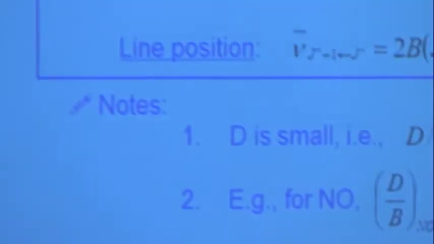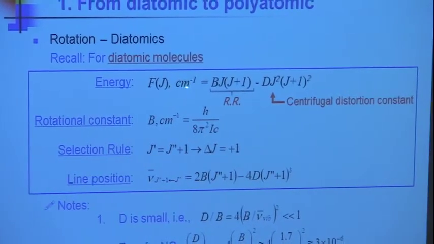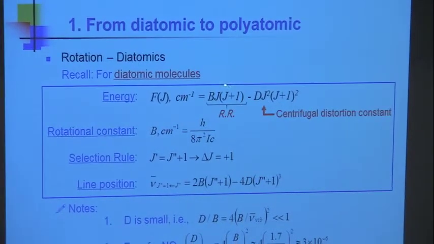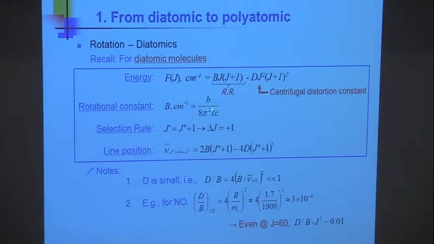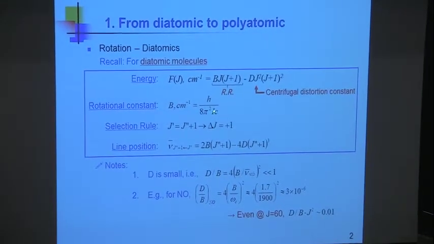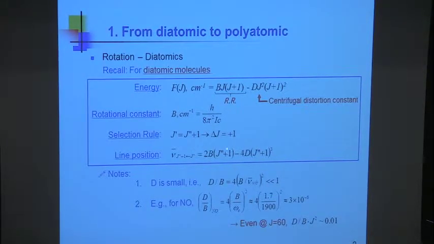So in the way of review, remember the energy for rotation is given with a capital F, function of only one quantum number J, units of wave numbers, which is 1 over wavelength. If we confine ourselves to a rigid rotor, we have a very simple expression where B is the rotational constant, unique to that molecule, depending only on its moment of inertia. With the selection rule, delta J is 1. And line position is given by a simple expression. So if you neglect this distortion term, which tends to be very small, the interpretation is pretty simple.